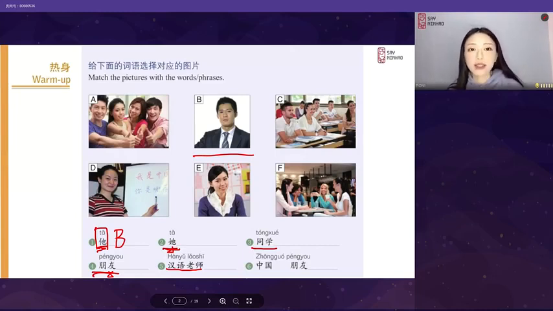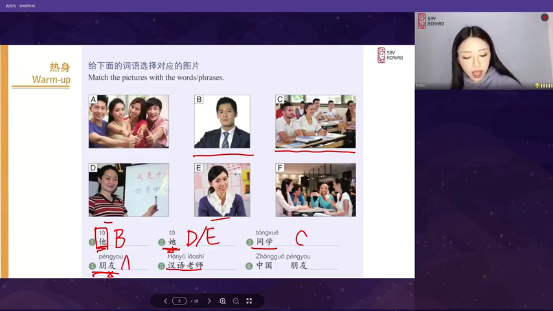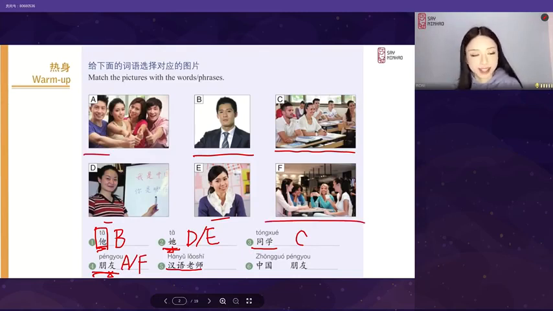Next one, 她, she, her, which one? I think there are two answers, which are D and E. They're all females. Next, 同学, classmates. It is C. We can see they're in a classroom. Next one, 朋友, which means friends. So A and F, they all can be friends. The atmosphere is really friendly here.